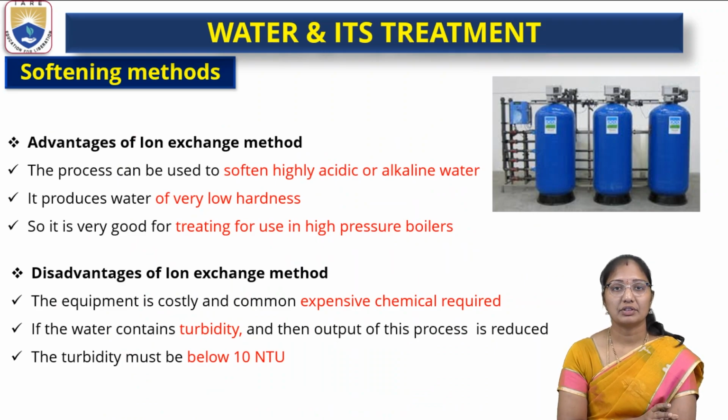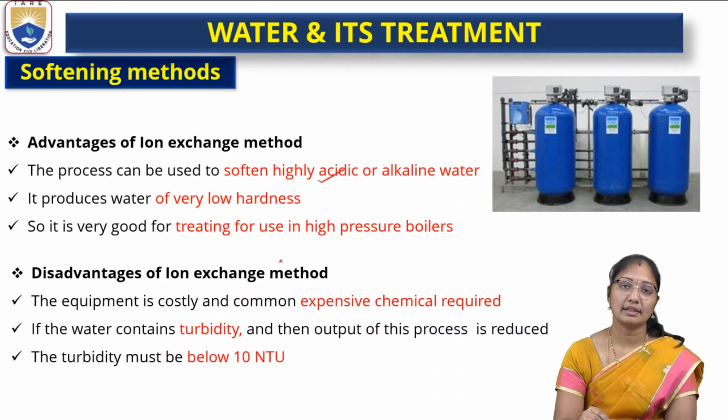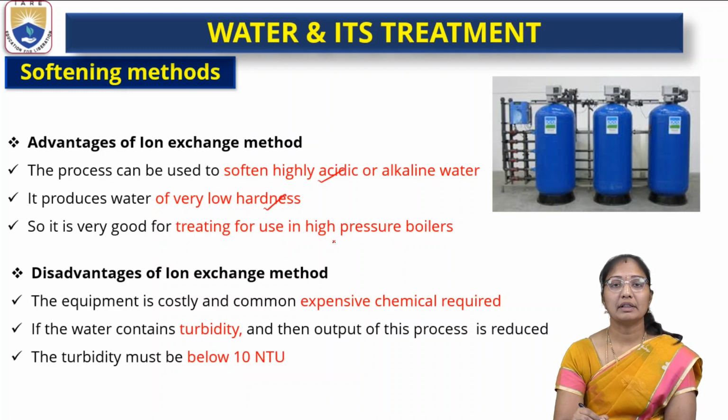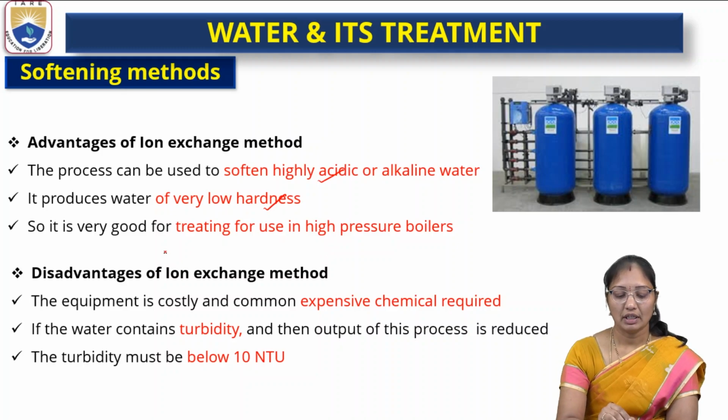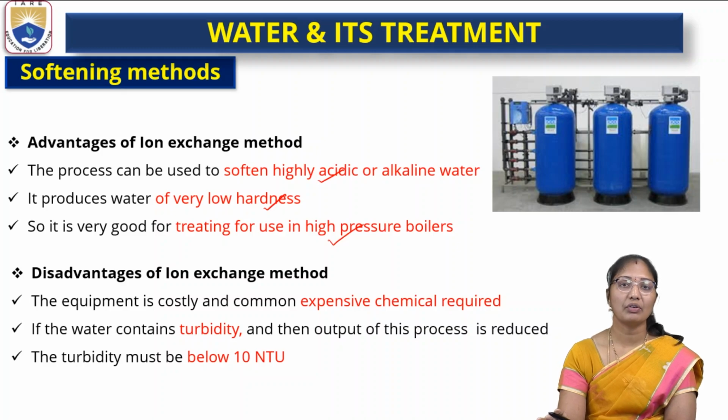So what are the advantages of the ion exchange method? It can be used for highly acidic and alkaline water. Both we can use. Very low hardness water will come as a byproduct. So it filters effectively. It is very good for treating water for high pressure boilers. Most of the industries use ion exchange columns for the treatment of water or for softening of water.